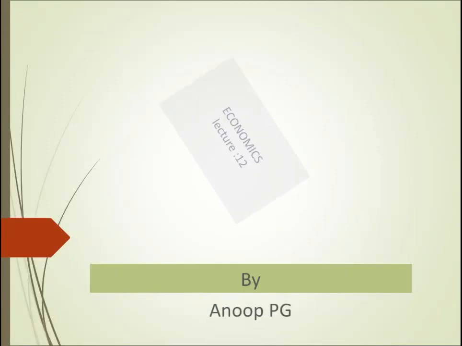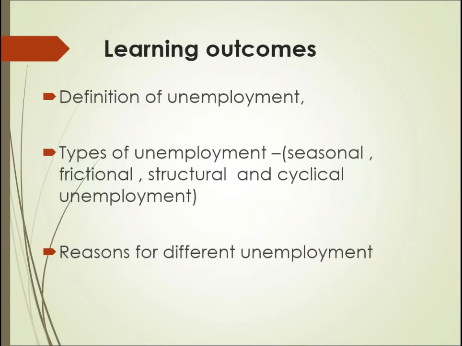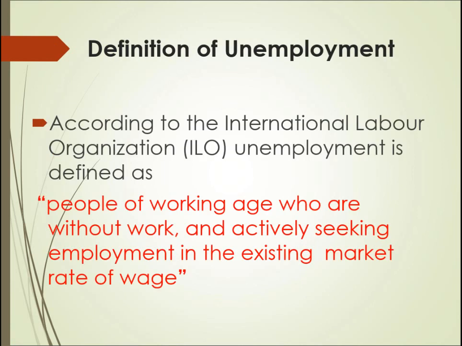Today, we are going to discuss another important topic from economics, that is different types of unemployment and its reasons. There are four different types of unemployment: seasonal unemployment, frictional unemployment, structural unemployment, and cyclical unemployment. All these types of unemployment result from various reasons. So in today's session, we will be examining the different reasons for all these types of unemployment, and we will be explaining what these four types of unemployment are too.